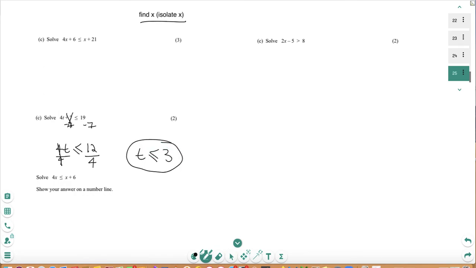Now in some questions, like the question below, it says we have to show our answer on a number line, okay? So now, once we've solved it, we can just show it on a number line. So we have 0, 3, and t is less than or equal to 3. So we draw a circle on 3. Since there's an equals to sign, we have to fill it in. And t is less than 3, so it has to be this way, all right? And that's it.